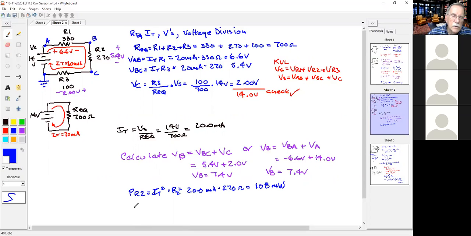And if I wanted to calculate P total, it's just going to be IT times VS, the easiest way. So 20 milliamps times 14 volts.